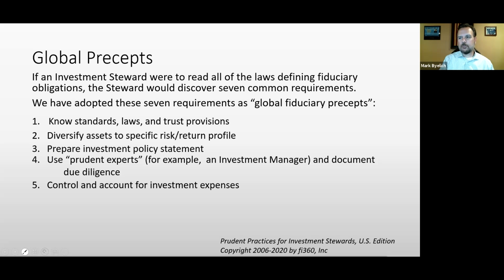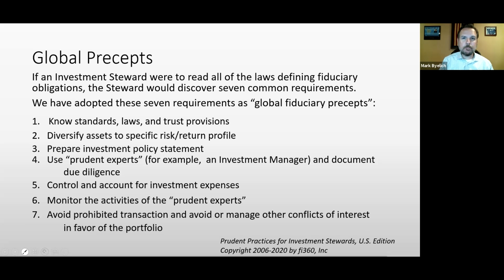And control and account for investment expenses and all your other expenses, your team expenses. That includes custodians, where the money's held. Monitor the activities of those prudent experts, including their billings and fees, and avoid prohibited transactions, and avoid or manage other conflicts of interest in favor of the portfolio.